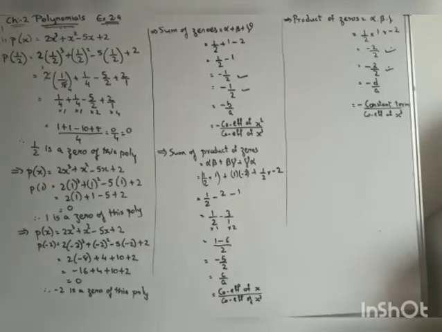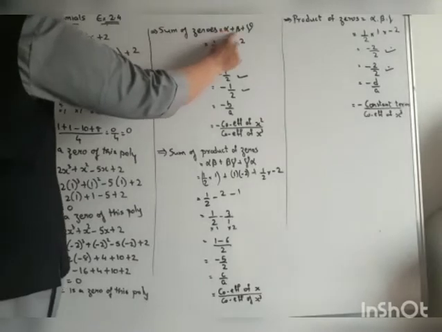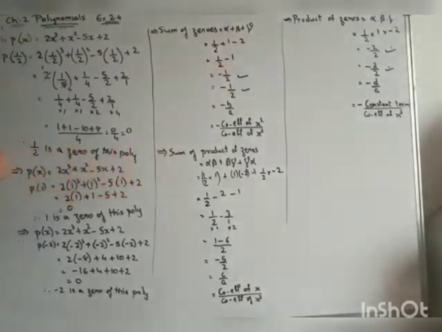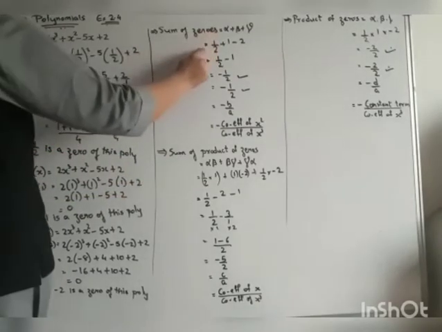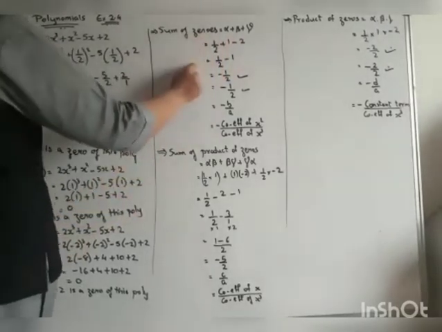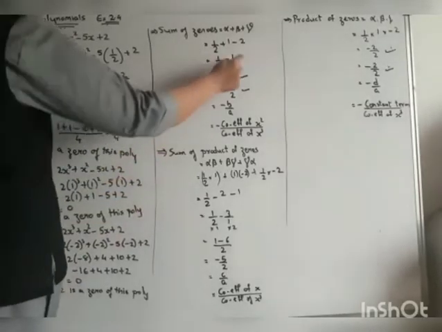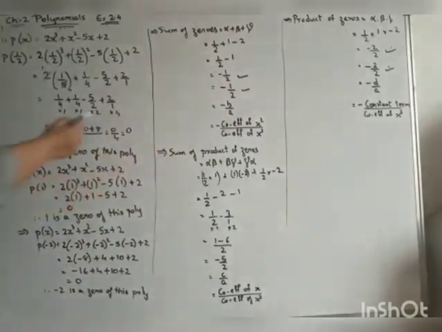Now first of all we have to take the sum of zeros. Sum means we have to take addition. That means it is alpha plus beta plus gamma. Here alpha is 1 by 2, beta is 1, gamma is minus 2. So 1 by 2 plus 1 minus 2 is minus 1. 1 by 2 minus 1 is minus 1 by 2. So we have got this answer, minus 1 by 2.